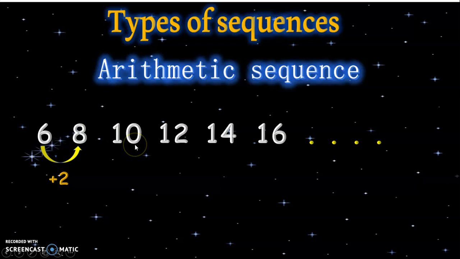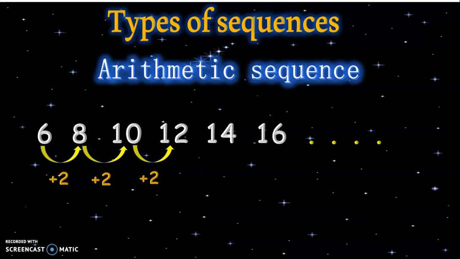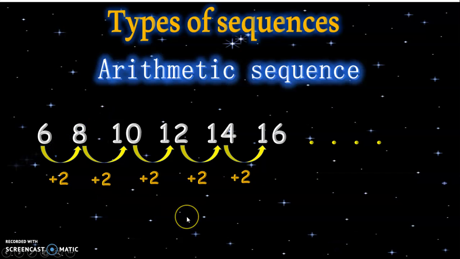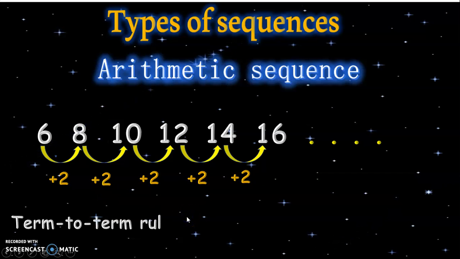The next term, again, 8 and 10, as you see the difference, we add 2 again to get the next term. 10 to 12, the difference is we add 2. 12 and 14, the difference again is we add 2. 14 and 16, we add 2. So in this set of numbers, we can say that the term-to-term rule is plus 2.